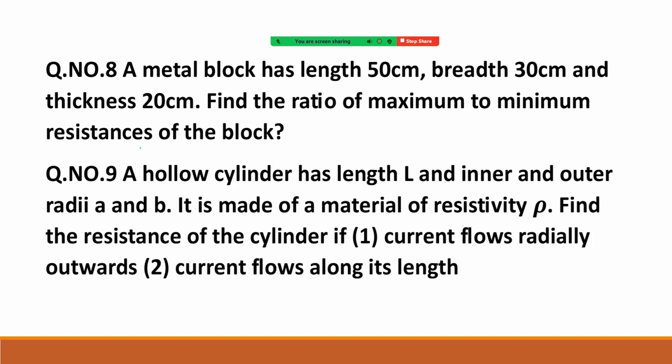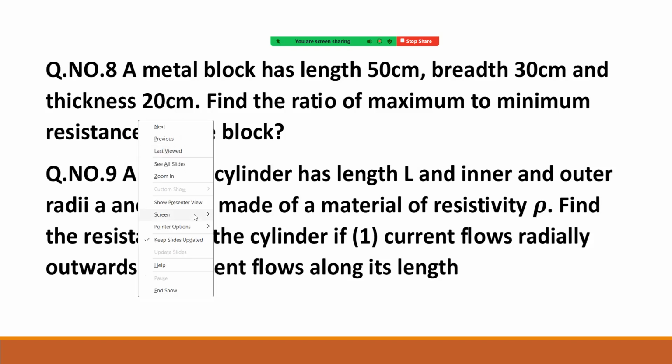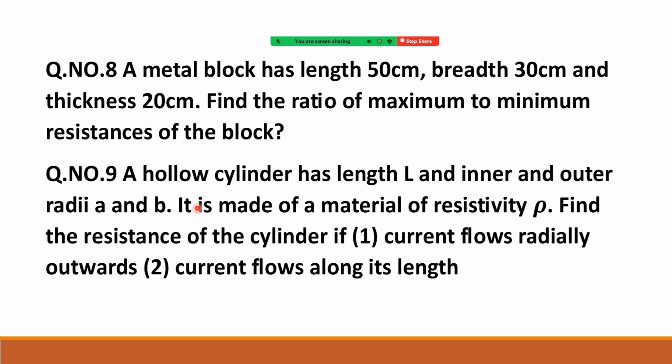See, next problem. A hollow cylinder has length L. Inner radius and outer radius are A and B. It is made of a material of resistivity rho. Find the resistance of the cylinder if current flows radially outwards, and if current flows along its length. Okay. Now see what we can do.